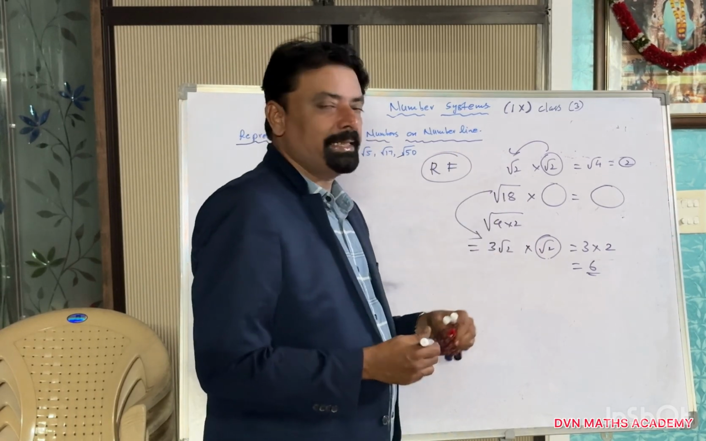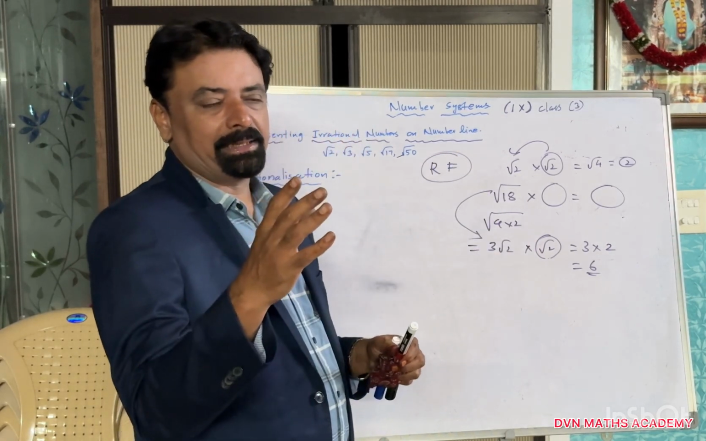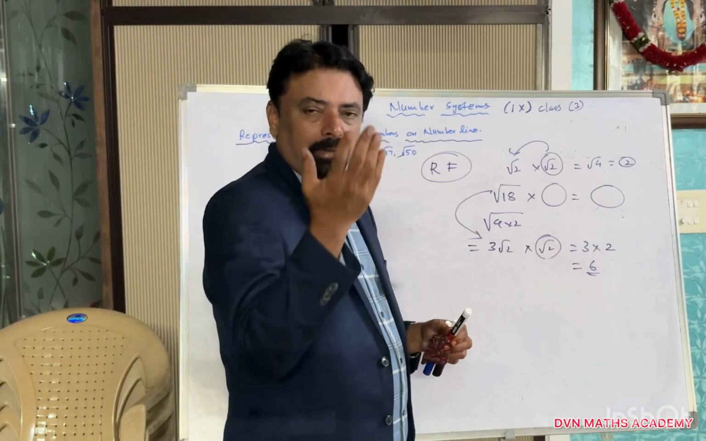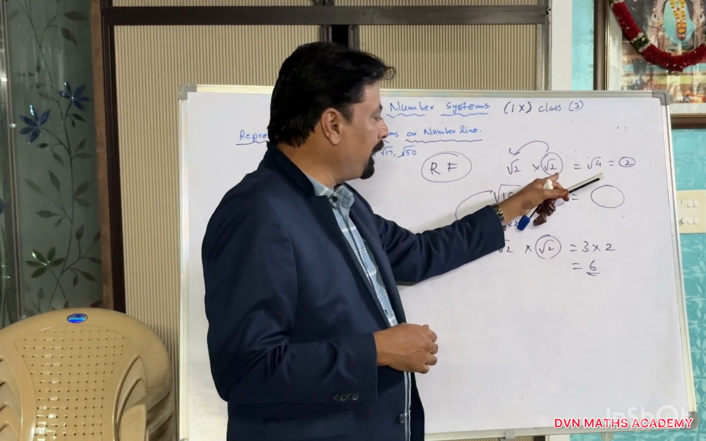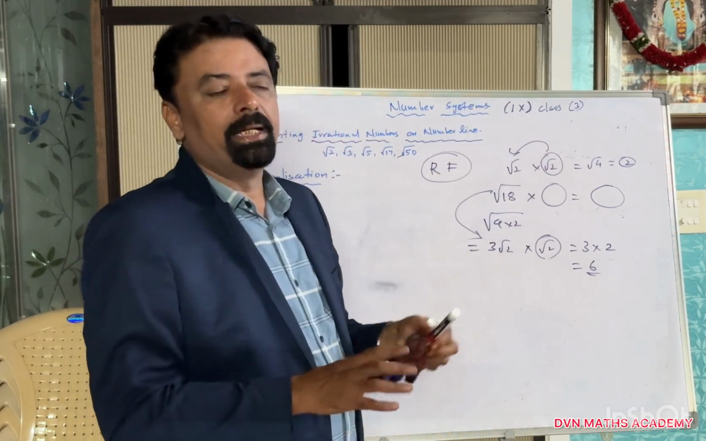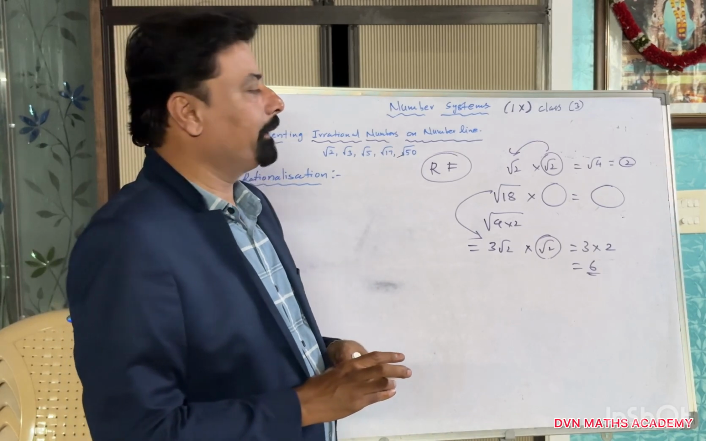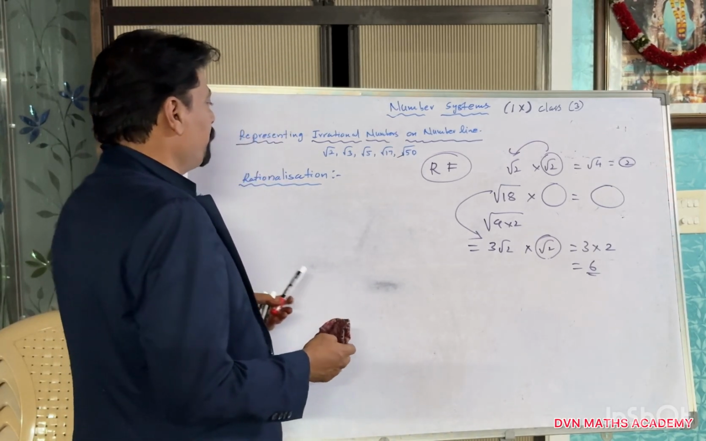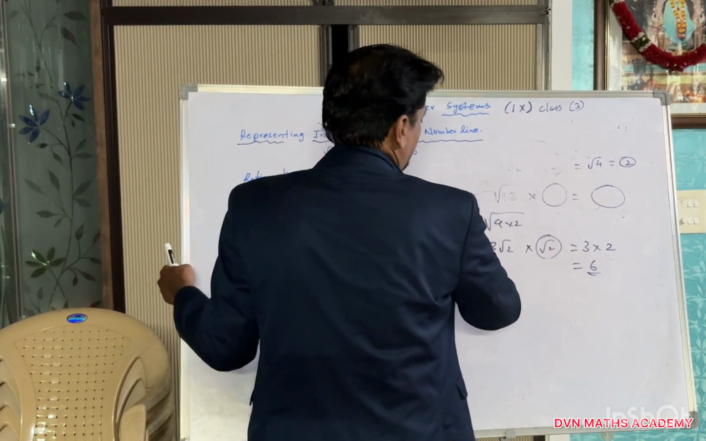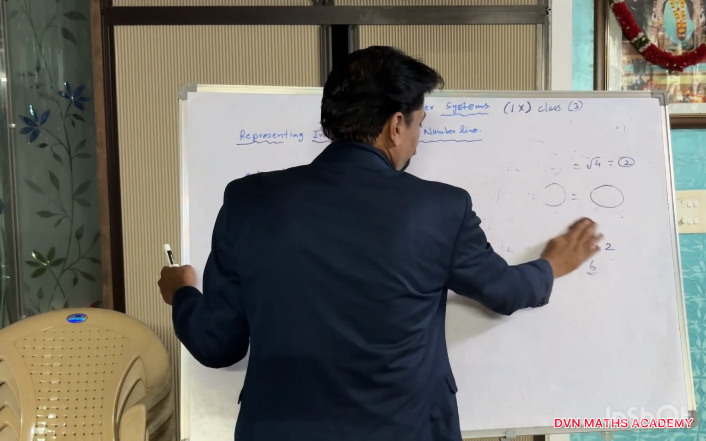So rationalization means to make the irrational into rational by multiplying or by dividing some values. What we are multiplying or dividing by is called the rationalizing factor of the given irrational number. On the basis of this, I am going to explain some important concepts about rationalizing factors.